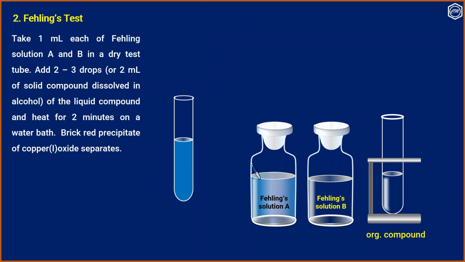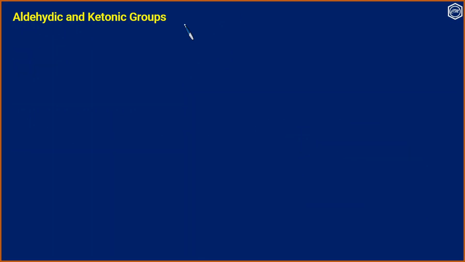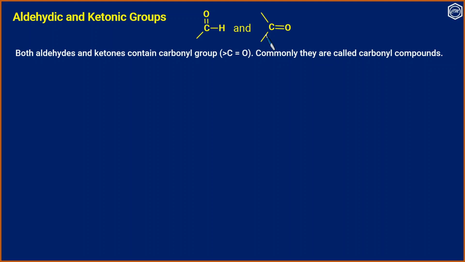Now we heat the solution or the test tube in a water bath. Next, we will consider aldehydic and ketonic groups. Both aldehydes and ketones contain carbonyl groups and are commonly known as carbonyl compounds. Identification of aldehydes and ketones is done by two important reactions of the carbonyl group.